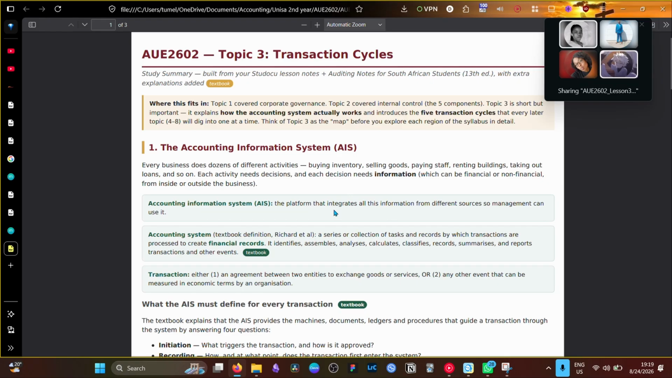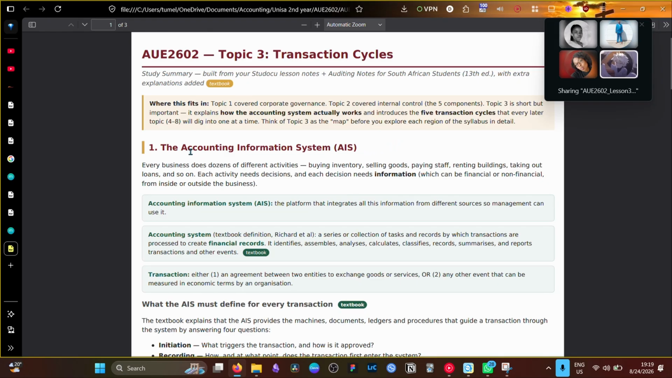Here we're going to be looking at topic 3, which is about how the accounting system actually works and introduces the 5 transaction cycles that every later topic will dig into. So basically this is more about the map before you explore that place.